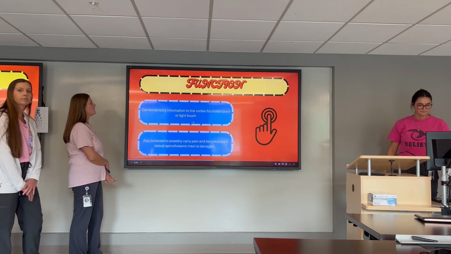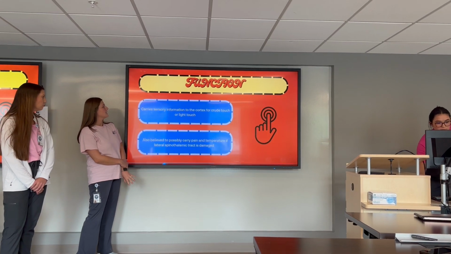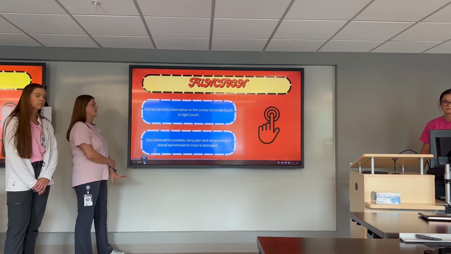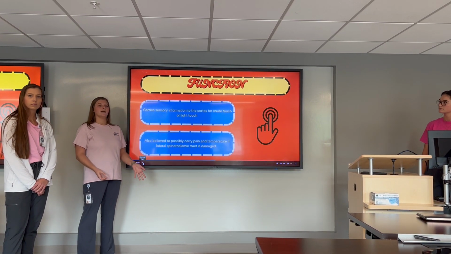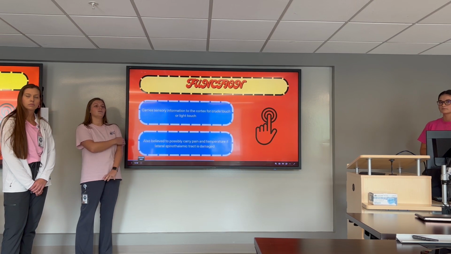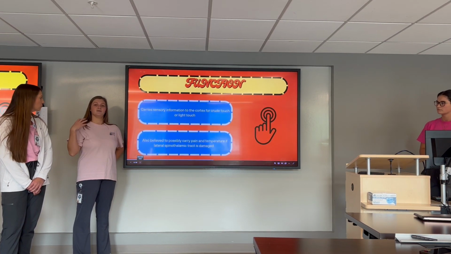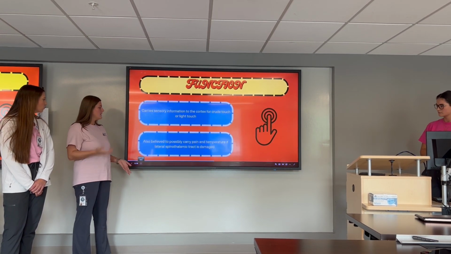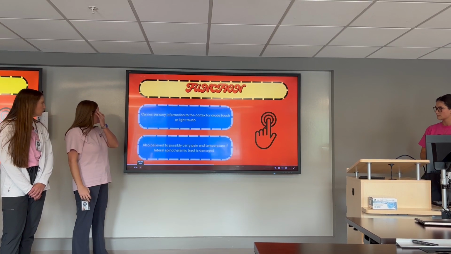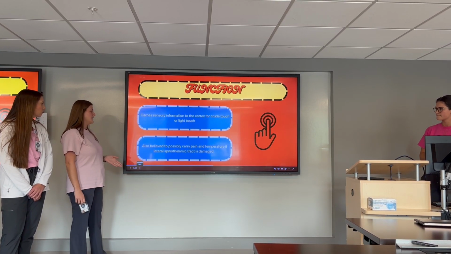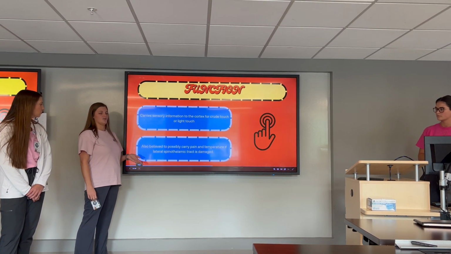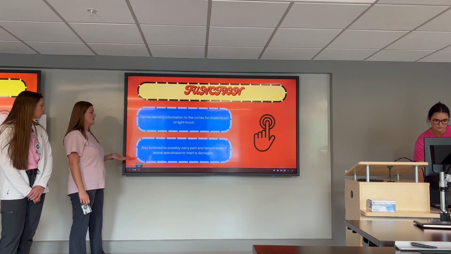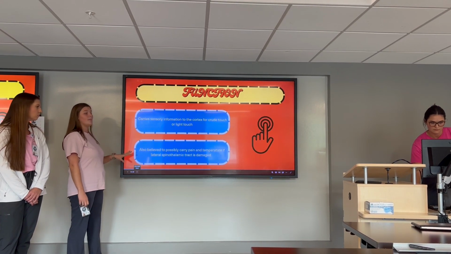Okay, so now we're going to talk about the function. Its function is to carry sensory information to the cortex for crude touch. Crude touch is like when something touches you and you don't know what it is or where it's touching you exactly, but you felt a touch on your body. It's also believed that this tract can carry pain and temperature only if the lateral spinothalamic tract is damaged, because the lateral spinothalamic tract is the primary source for pain and temperature.